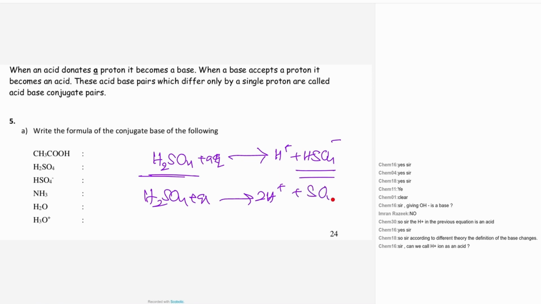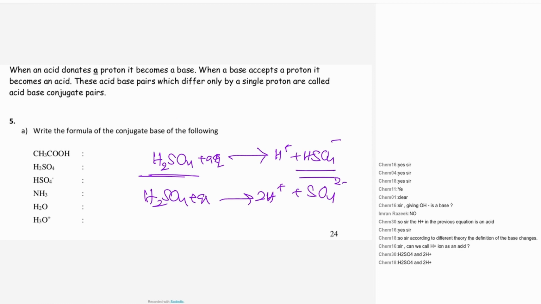Now, if I were to write this expression, what is the conjugate pair here? Yes, what's the conjugate pair here? No. There's no conjugate pair here.